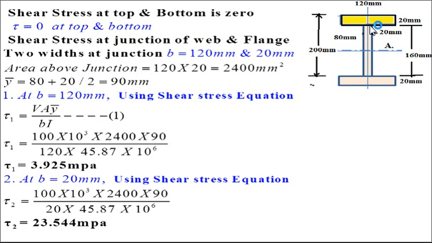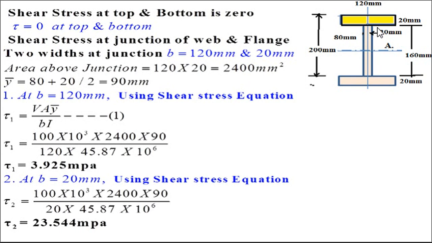Why is this junction chosen? Because at the junction there are two widths. One width is 120 mm. Here if you see this width, it is 120 mm. Then the other width is 20 mm, the width of the web.